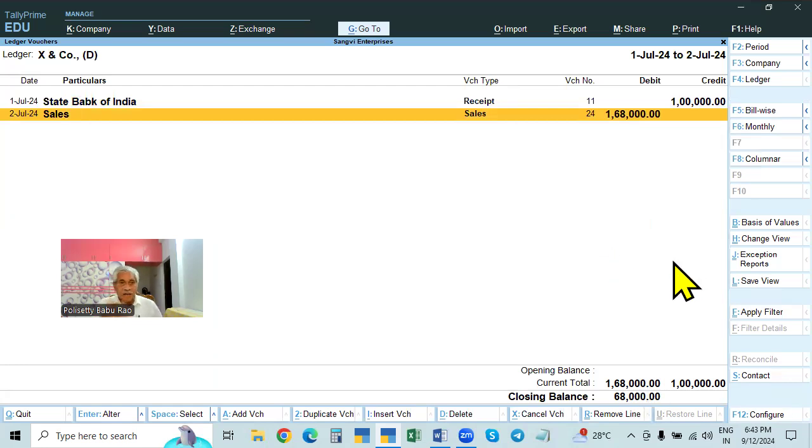So when you are receiving the balance amount, next when he is making the payment to us, then against reference you will pay. Against reference is sales invoice 24. Against reference 24, the outstanding bill amount will be shown as 68,000 only, because 1 lakh is adjusted. New reference is 68,000. New reference is the pending bill. The pending bill also will be 68,000.